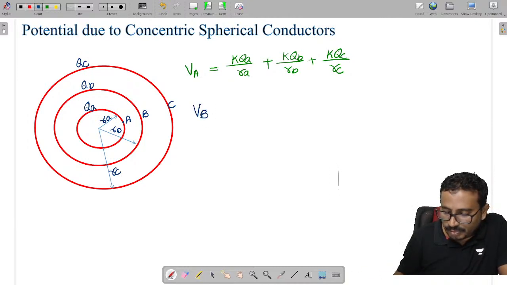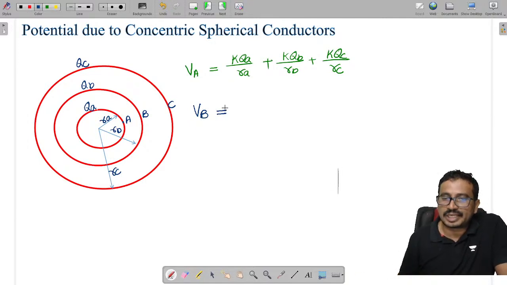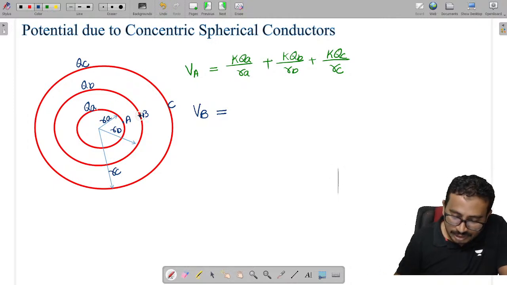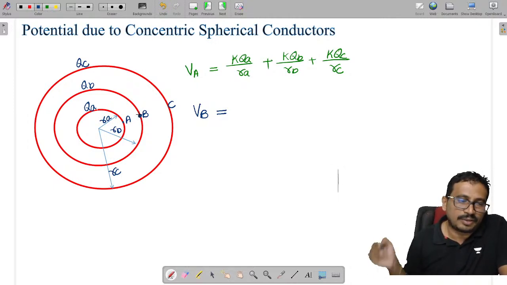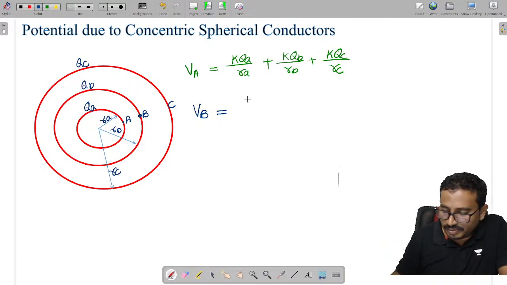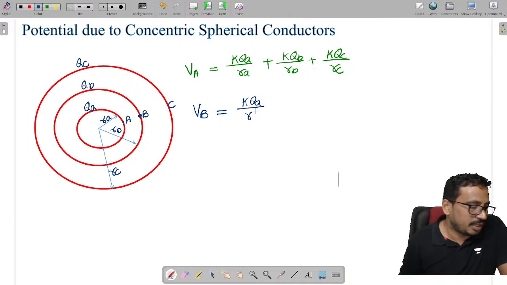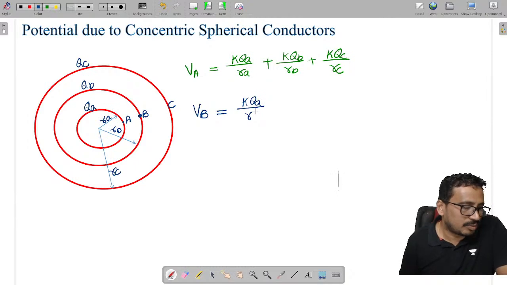Now tell me the potential because of the second sphere at the point B. At the point B, I need the potential because of all three charges, which is given as KQA by RA, RB, RC. What should I write? I want the potential at the point B. So tell me what I should write.